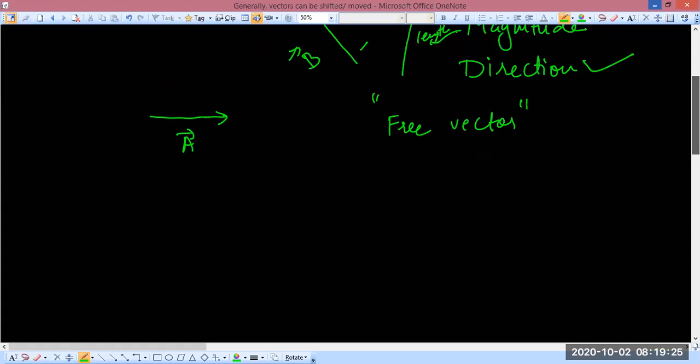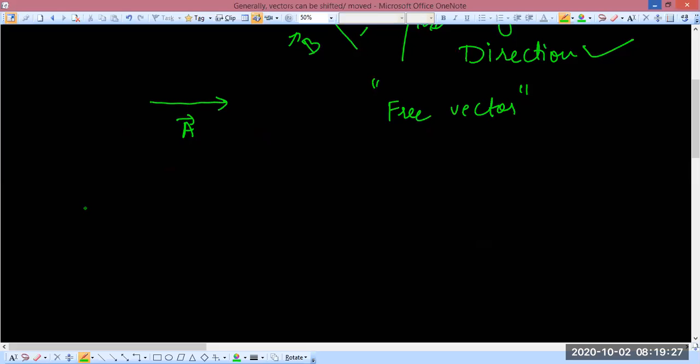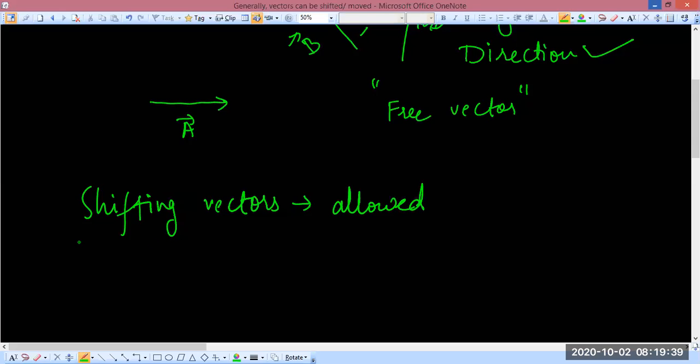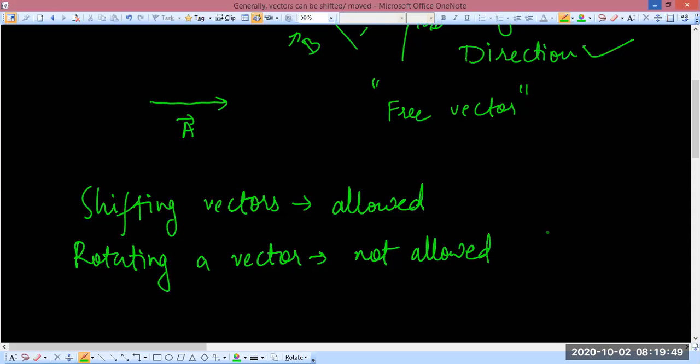So finally, we can just understand this sentence. Shifting vectors is allowed. Okay, no problem. Nothing changes. But rotating a vector is not allowed because it will change the vector. Right, because it will change the vector. So please remember this. Shifting a vector is allowed, rotating a vector is not allowed.